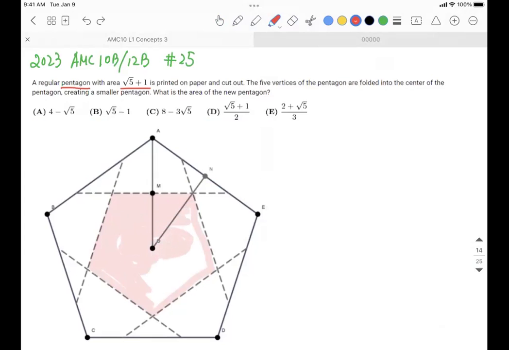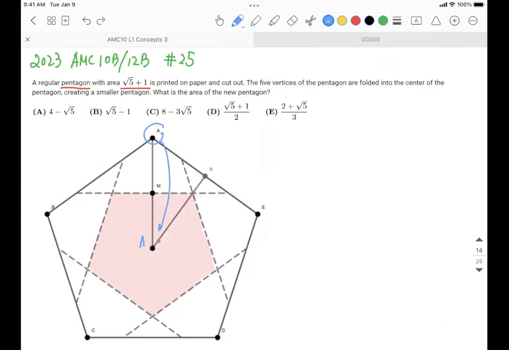This is your small pentagon after you fold it. Fold means what? I'll give an example. Let's say you have this vertex A, it's going to go all the way to this O, right? Same thing for B, C, E, whatever. This is not rocket science, you should understand.